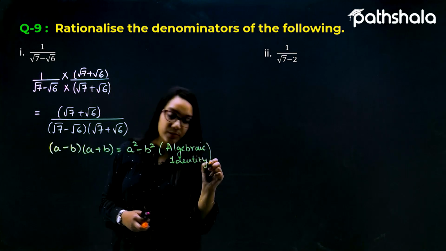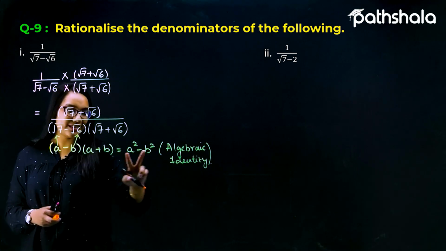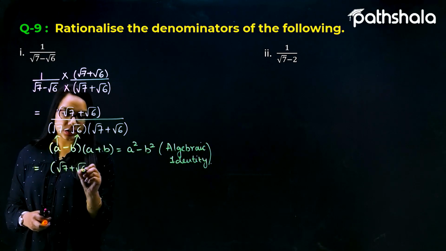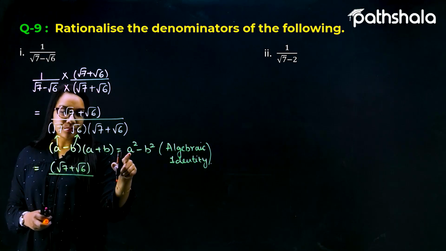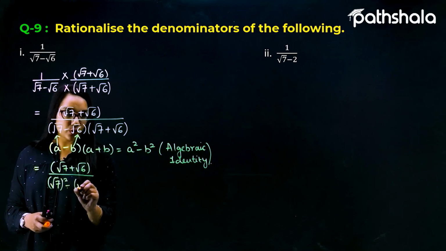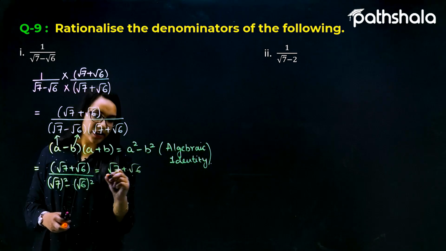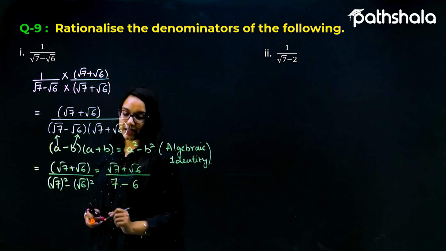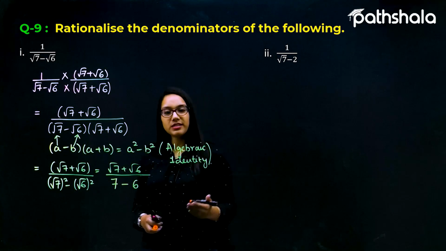Using this identity, taking a as root 7 and b as root 6, the answer will be root 7 plus root 6 in the numerator as it is, and in the denominator a square. What is the value of a? A is root 7, so it will be root 7 whole square minus root 6 whole square. Root 7 whole square is 7. Root 6 whole square is 6, because root 7 square means root 7 into root 7, which results in 7 again.